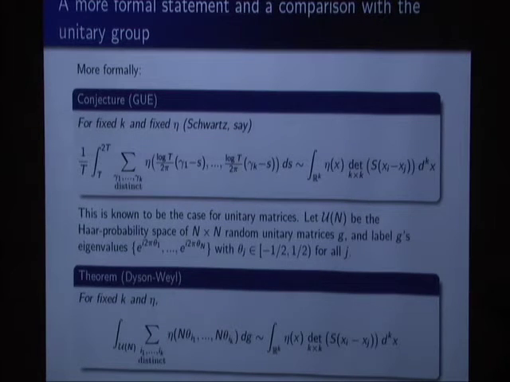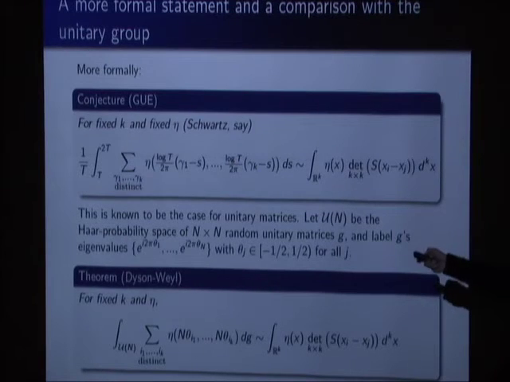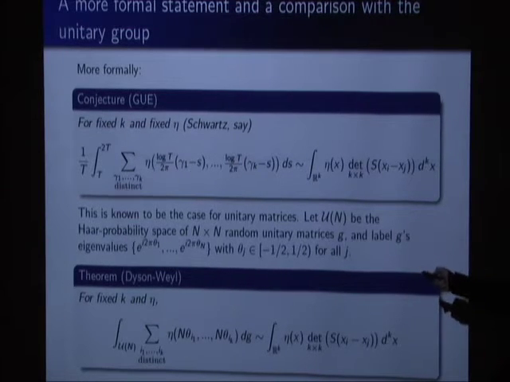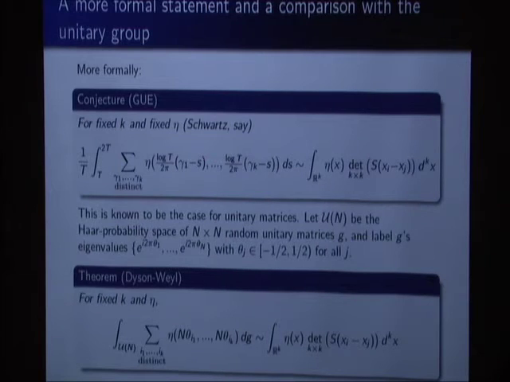And so it says that for fixed k, that's the k-level density, and some fixed test function with nice continuity and decay properties, like Schwartz, that this count against the function eta of these translated and stretched out zeros tends to just this determinantal measure that we have on the right. And the reason this is especially interesting is that, at least in random matrix theory, this probability distribution pops up all the time. There's some debate about whether it pops up outside of random matrix theory.